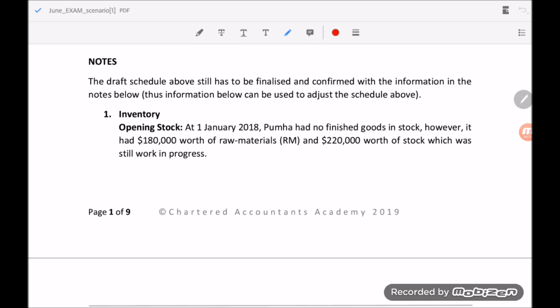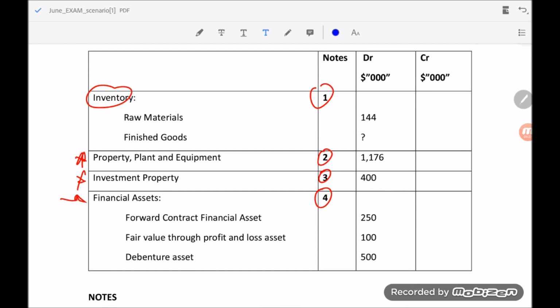So that means the schedule that we saw just above there, which is up here, this is preliminary balances. As we see here, raw materials are 144. For finished goods, you can see there's a question mark here, which means there's no figure for finished goods as yet, so it's our duty, and we are likely going to be calculating this figure.